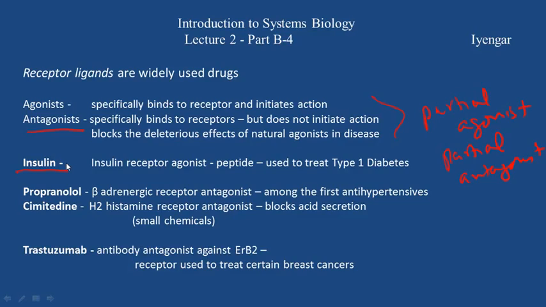back in the 80s. He also invented or designed and developed cimetidine, which is an H2 receptor antagonist that blocks acid secretions. These are small molecules and is used for the treatment of GI disorders. There are, of course, drugs against tyrosine kinase receptors, such as the antibody trastuzumab that binds against the tyrosine kinase receptor ERBB2, and this drug is used to treat certain types of breast cancers.